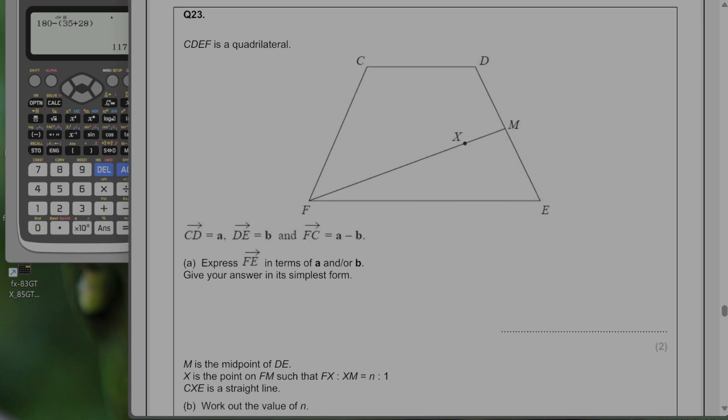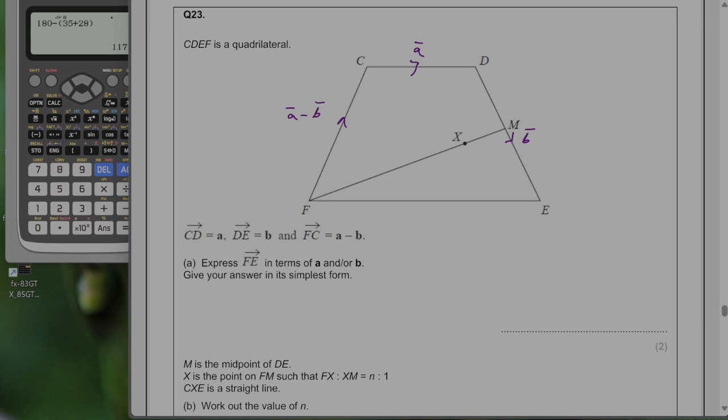Right, question 23. CDEF is a quadrilateral. CD is equal to a, so we haven't got that in at the moment. C to D is equal to a. D to E is equal to b. And F to C is a minus b.